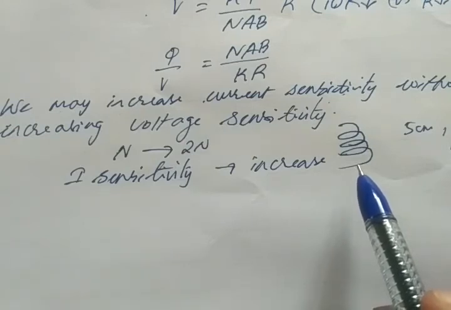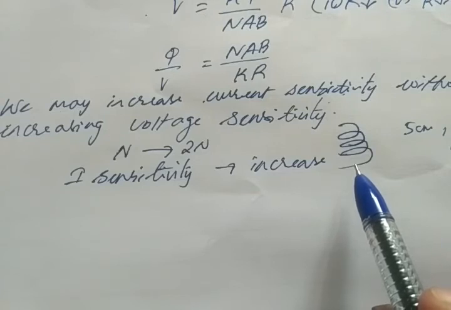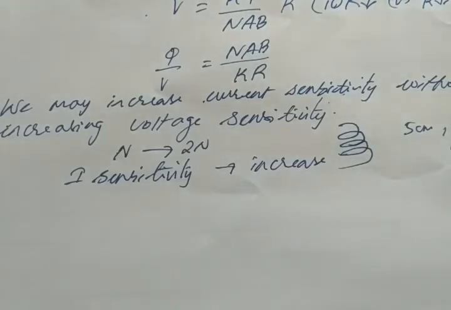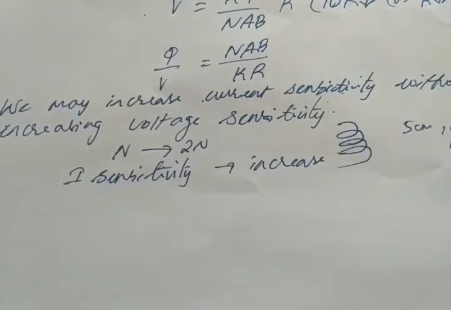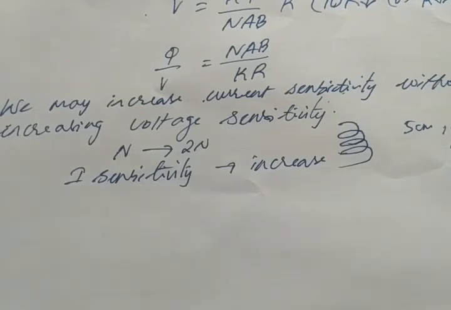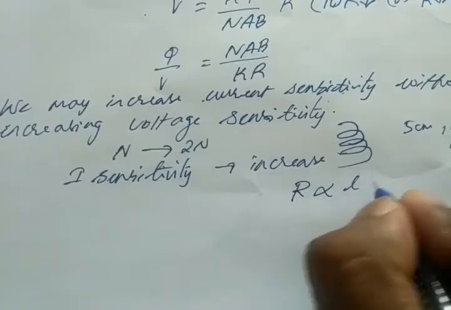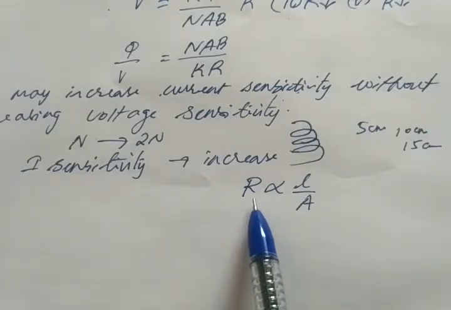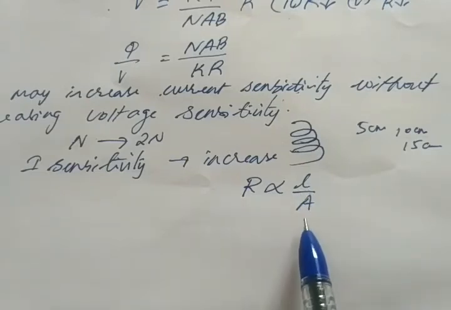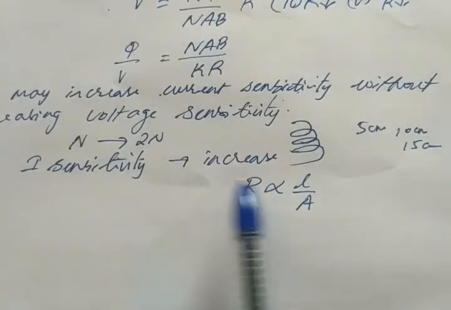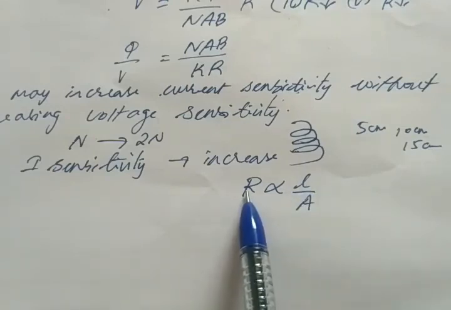When the number of turns increases, the length of the coil which we wound on the soft iron core increases. So when the length increases, what will happen to the resistance? Think about the relation. When the length increases, the resistance also increases. Why? Because resistance is directly proportional to length. Once upon a time we studied this equation: resistance is directly proportional to length, inversely proportional to area. So when we increase the number of turns, the length increases, and the resistance also increases.